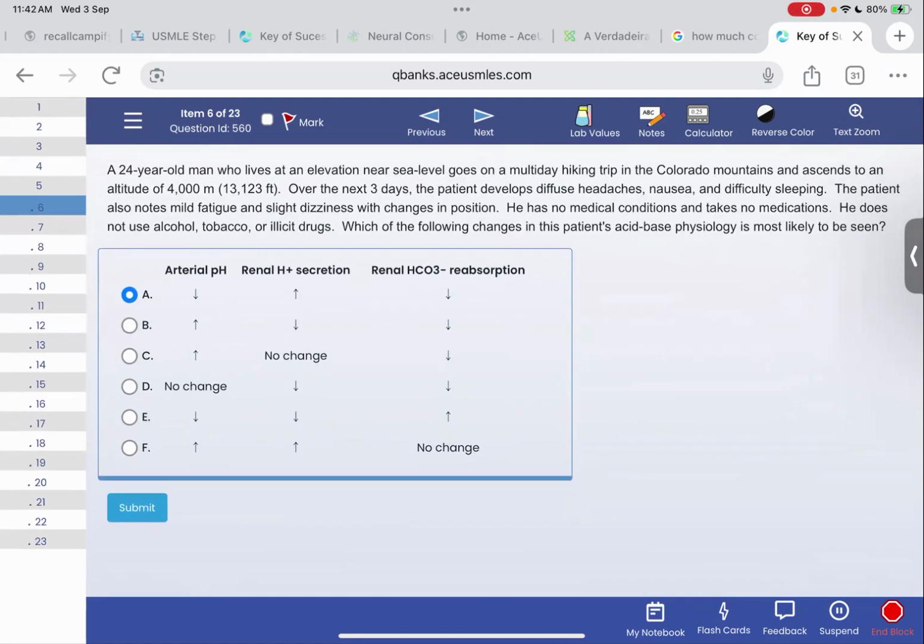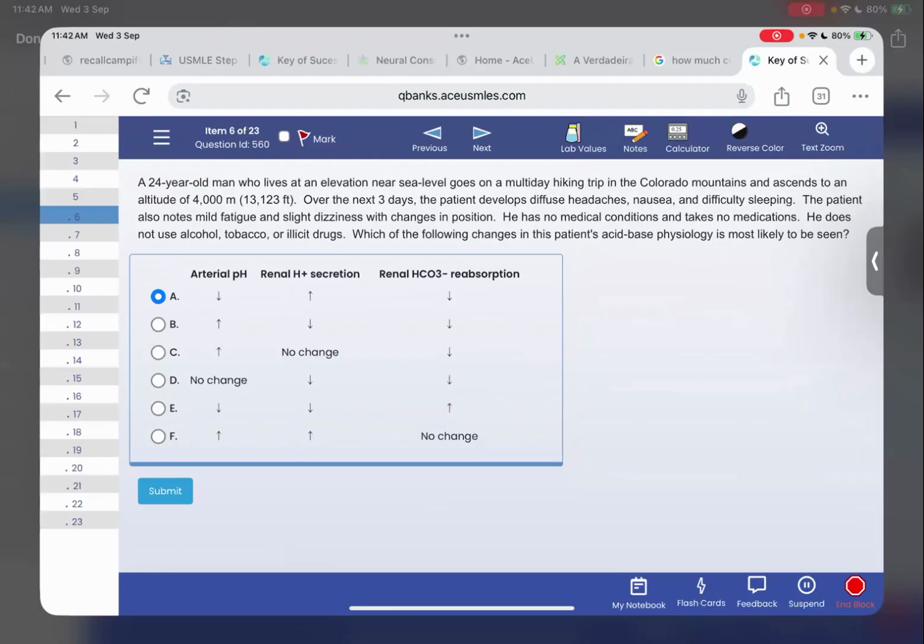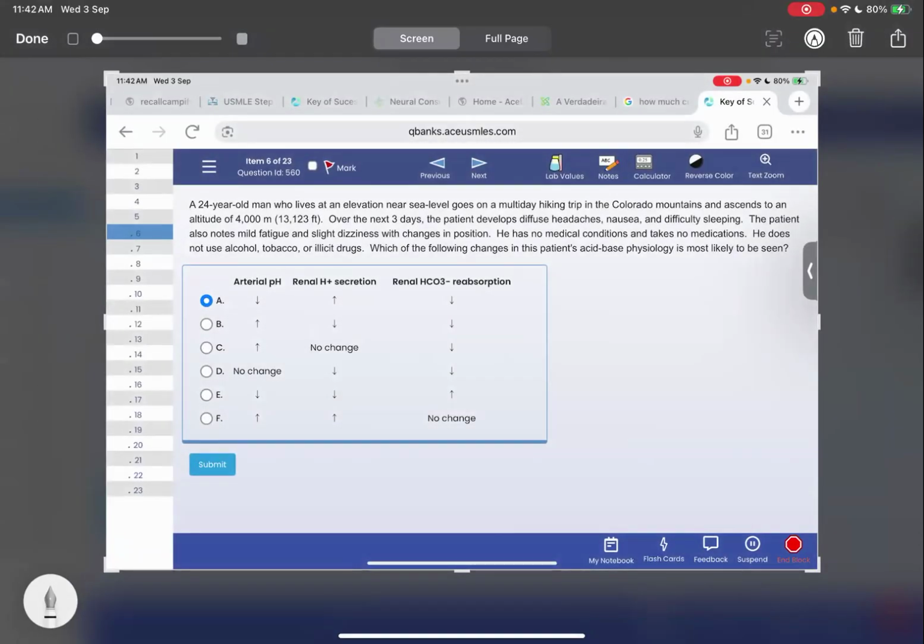In the patient's acid-base physiology, which of the following is most likely to be seen? A 24-year-old man who lives near sea level goes on a multi-day hiking trip in the Colorado mountains, ascending to an altitude of 4,000 meters. Over the next 3 days, the patient develops diffuse headaches, nausea, and difficulty sleeping. He also notes mild fatigue and slight dizziness with changes in position. He has no medical conditions, takes no medications, and does not use alcohol, tobacco, or illicit drugs. So it's actually increased altitude physiology that will be happening.